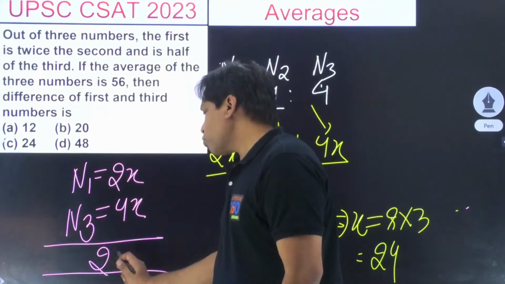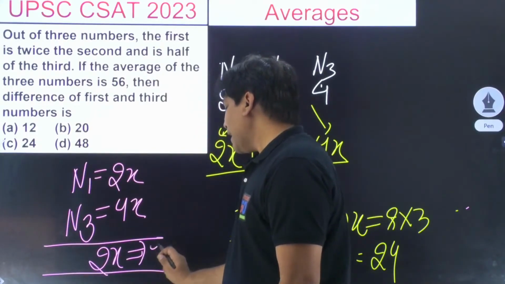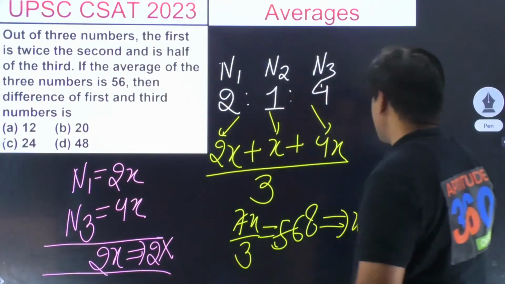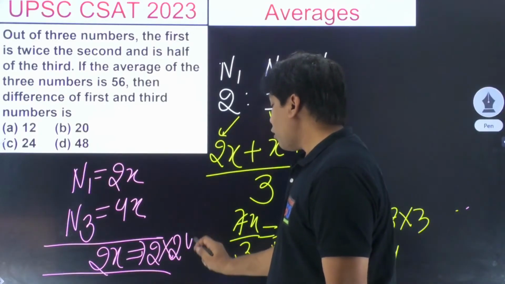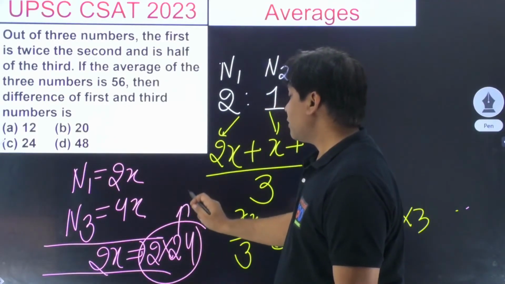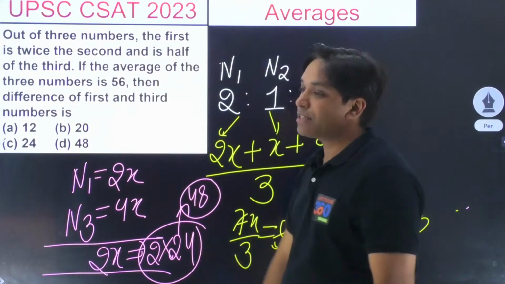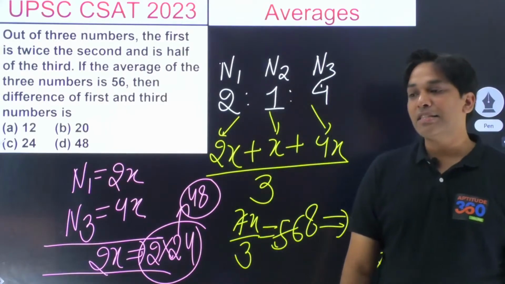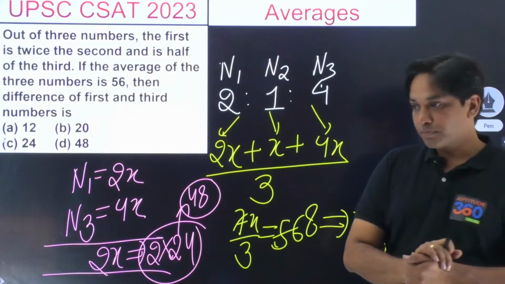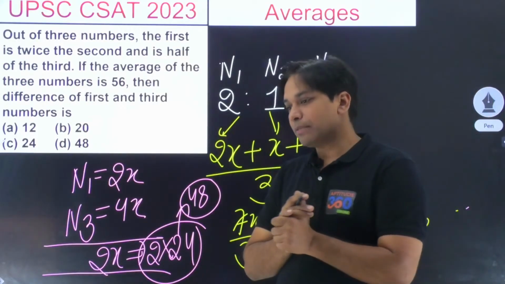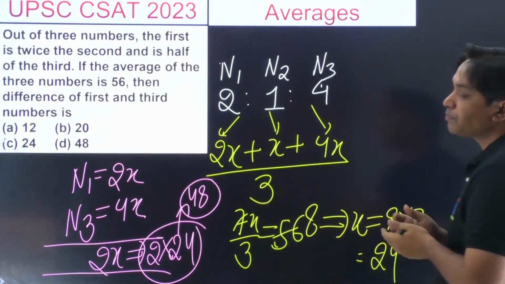So this is coming out as 2x, isn't it? And this is the value of x we have found out, which is 24. So the value of 2x is nothing but 48. Did we get the answer? So Shivam is getting the answer. Fantastic, Shivam. Good job. Who else got the answer? Let me know.